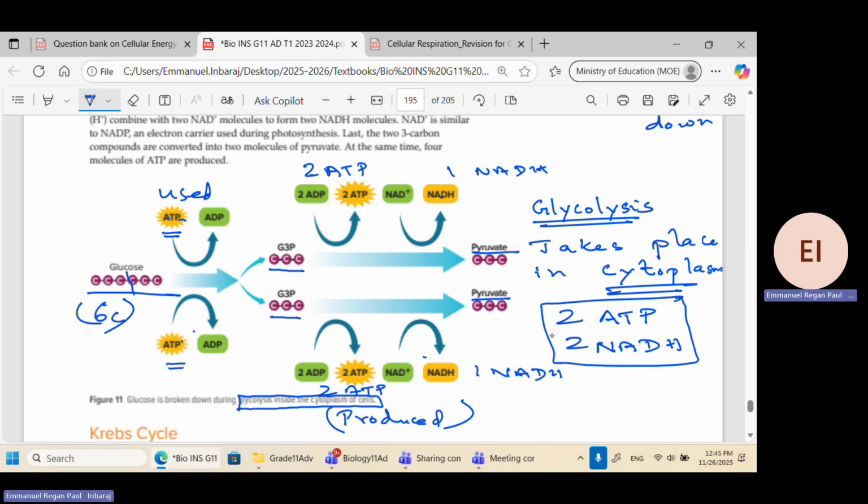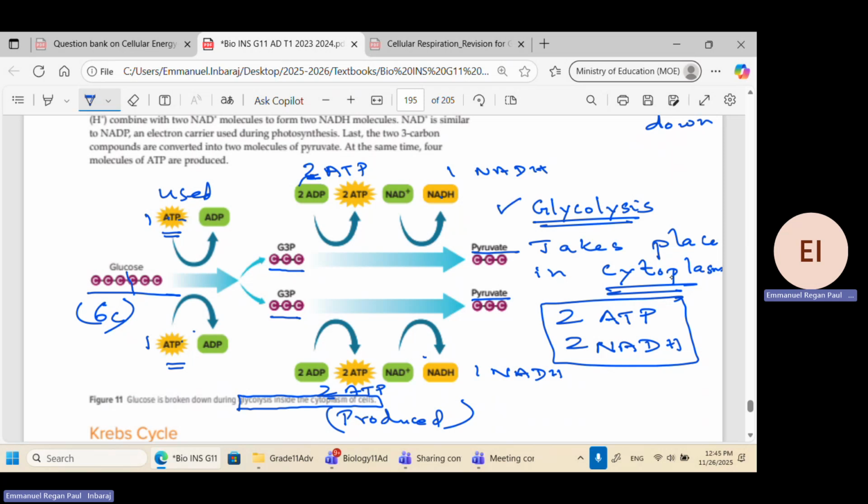Okay, you must be wondering why it is 2 ATP. Here we have 2 and here you have 2. So totally 4 ATP. Yes, 2 plus 2 is 4. But here how many are used up? 1 plus 1. 2 ATP is used up. So 4 minus 2 will be 2 ATP. So you just forget all this. What you have to learn, you learn these 2 points.